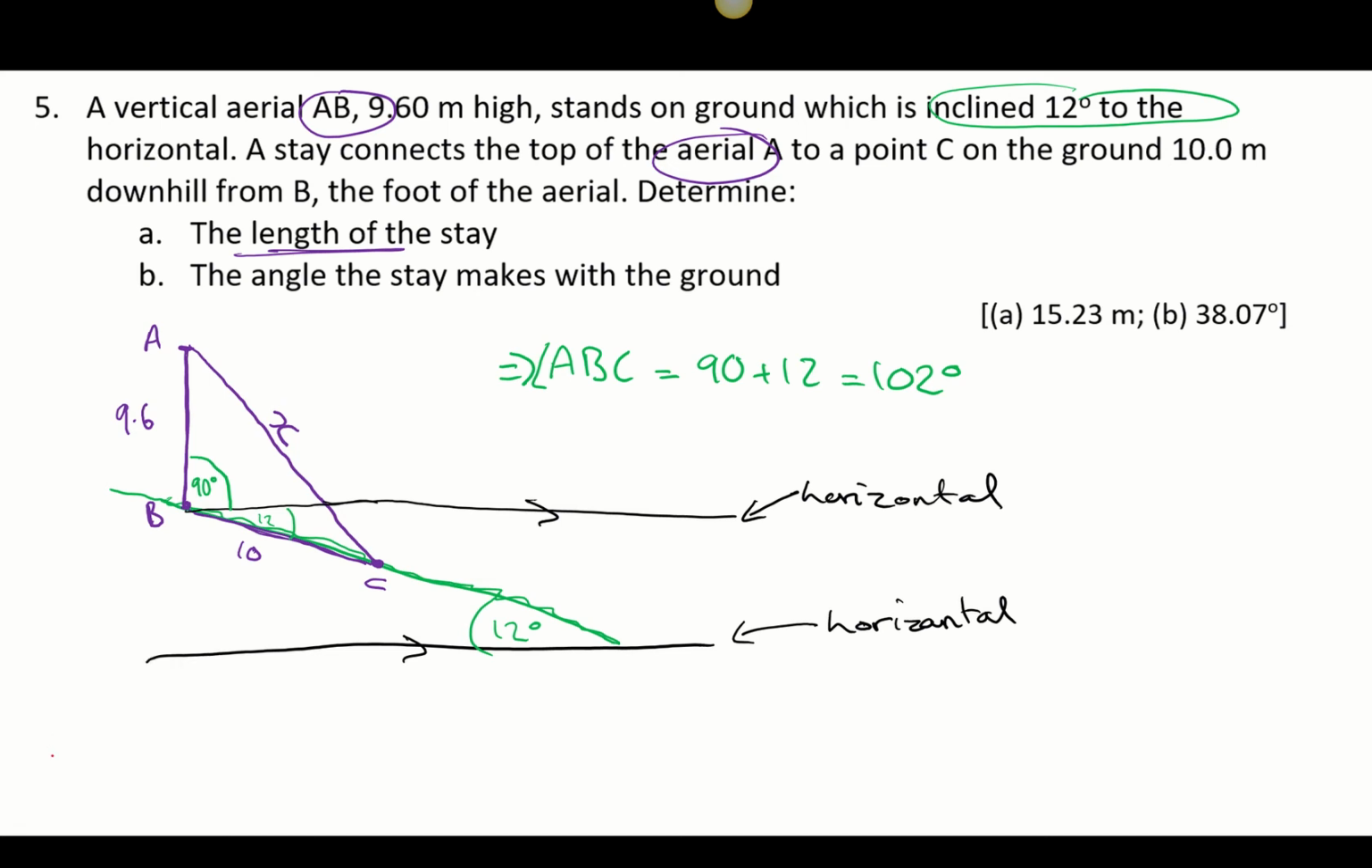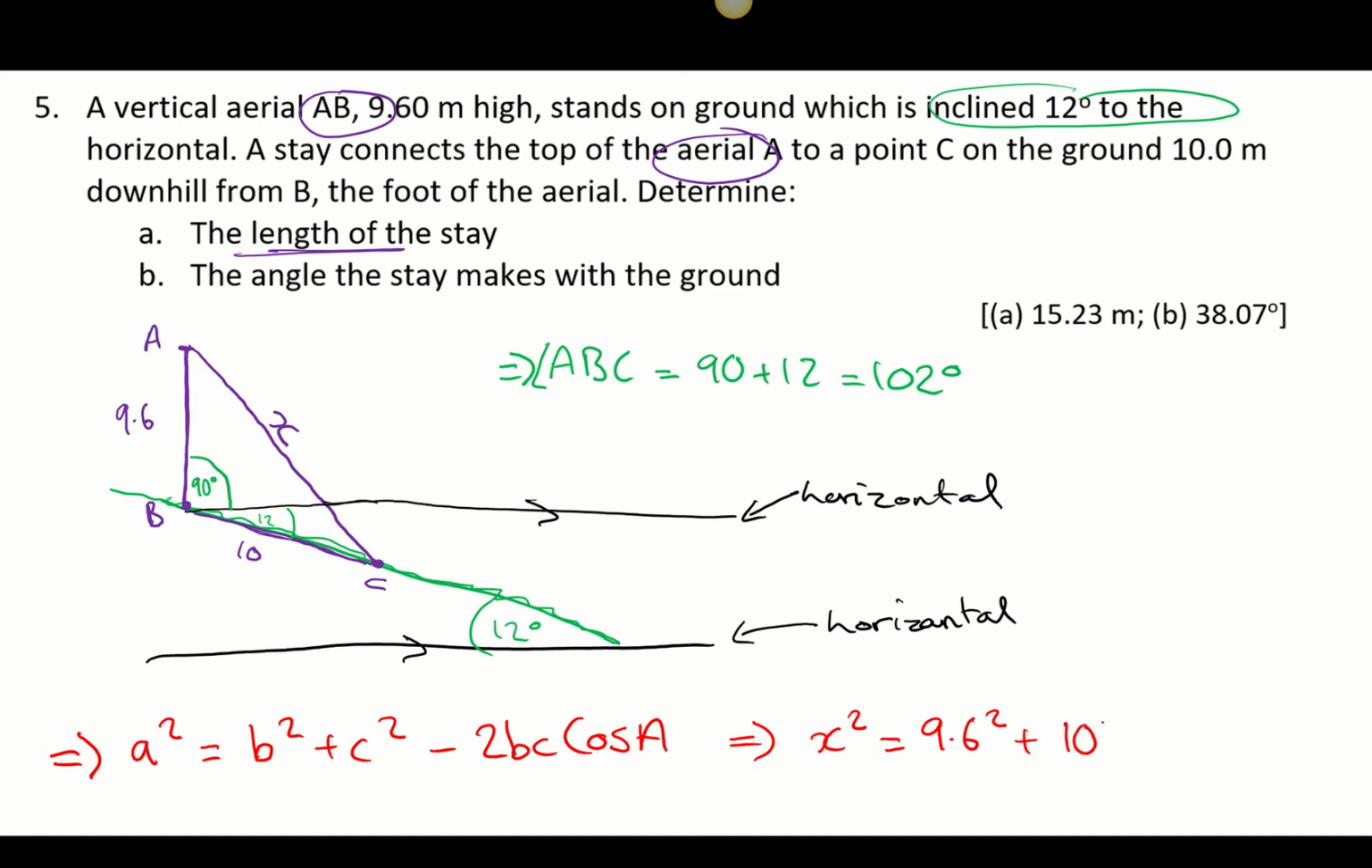So if we go ahead, when we manipulate the cosine rule, we get a squared equals b squared plus c squared minus 2bc cosine of A. If we replicate that to our example, we can say x squared equals 9.6 squared plus 10 squared, so they are the two sides that make up the angle, minus 2 times 9.6 times 10 by the cosine of 102.